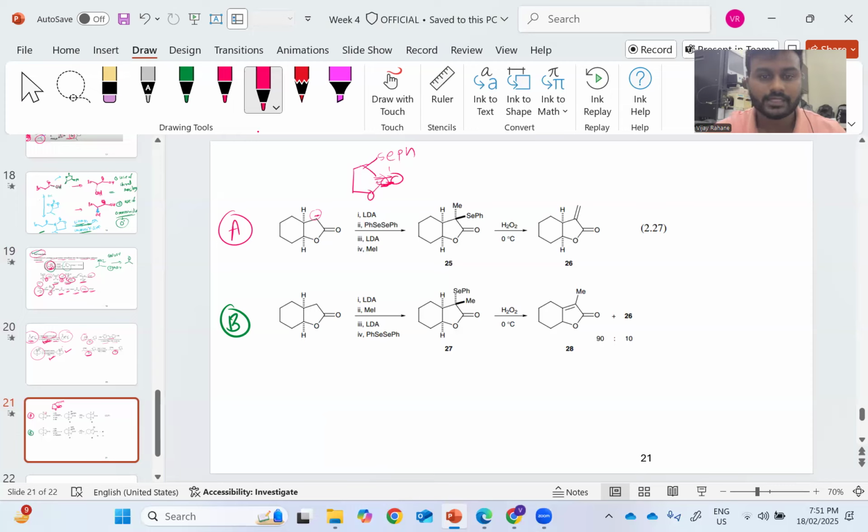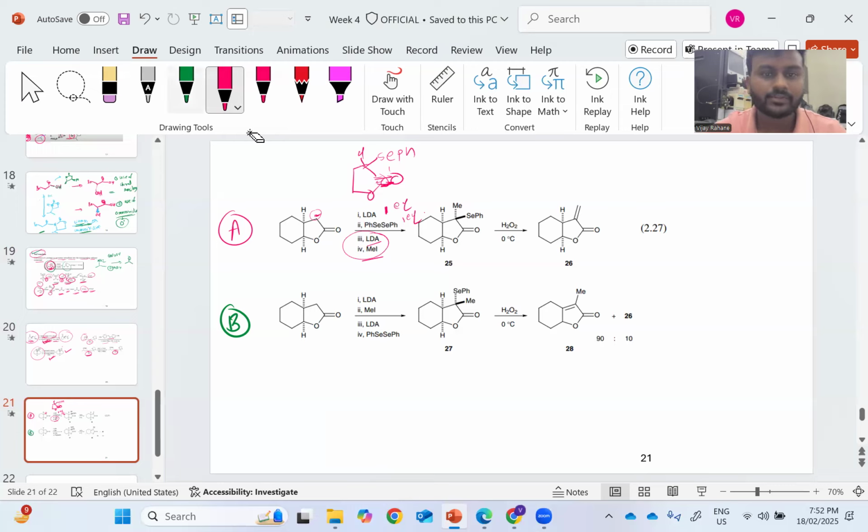And another step is, again, we add the LDA. So if you add one equivalent, let's say it is also one equivalent, it will abstract the proton, and addition occurs only once. And then in the next step we add again the LDA and the methyl iodide. At that time, what happens? The remaining protons. Initially there is also one another proton remaining, right? So the remaining proton gets attached to the methyl.